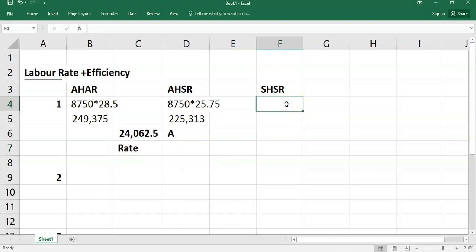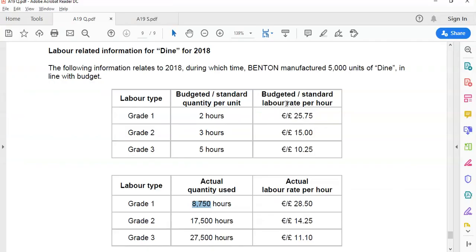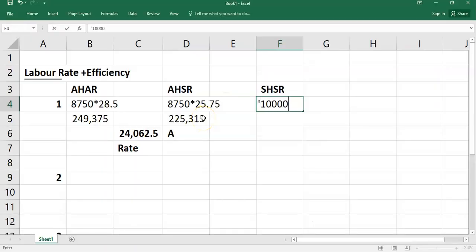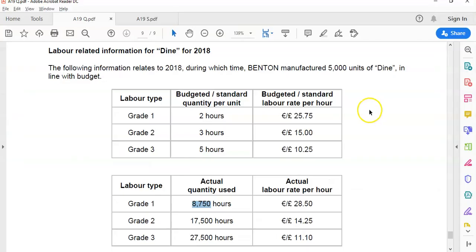Your standard hours, be careful now, it's the 5,000 units times expected quantity per hour, 2,000. That will be 10,000 standard hours to make 5,000 units. There's no difference between budget and actual production here. Sometimes in other questions they make it a bit more complex and say the budget might have been 4.5, but the actual output is 5,000. You always use the actual output times the standard hours.